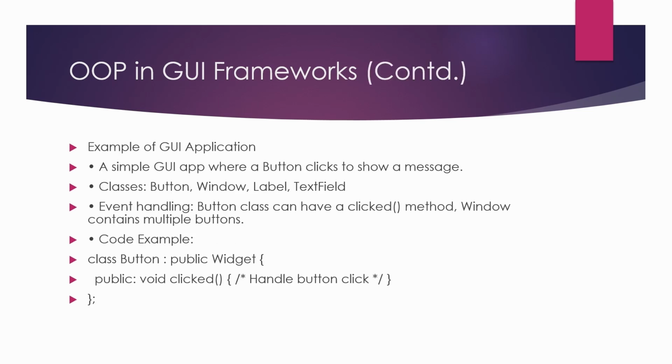Building on the previous point, OOP allows for an event-driven approach in GUI frameworks. Components like buttons can handle events like clicks through methods that are defined in their respective classes. This modular approach allows for easy customization and extension. For example, we could have a button class with a clicked method which could be overridden in different subclasses for different button actions.